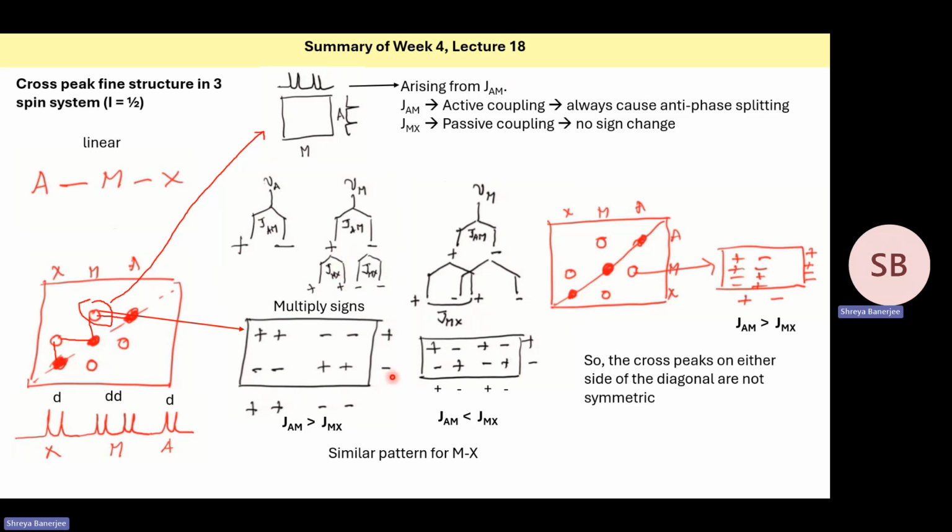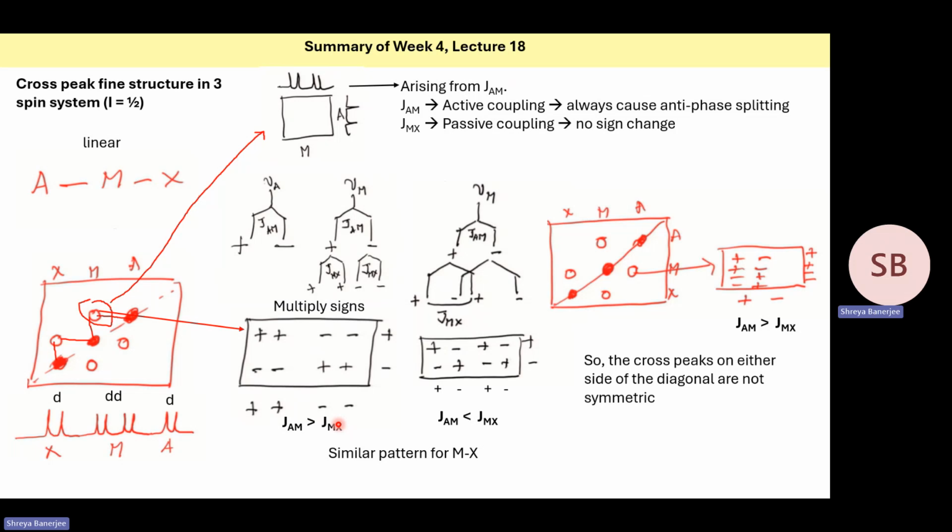Now if you multiply the signs, plus and plus will give plus, minus and plus will give minus, plus and minus will give minus, and minus and minus will give plus. So these will be the signs, that is the phases, of this cross peak fine structure. This is assuming JAM is greater than JMX. You can see the splitting that we have assumed: AM is large and MX is small. That will give this kind of fine structure.